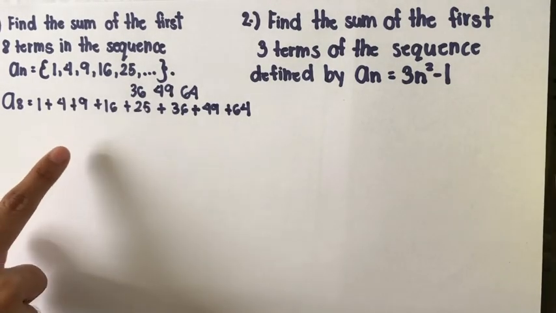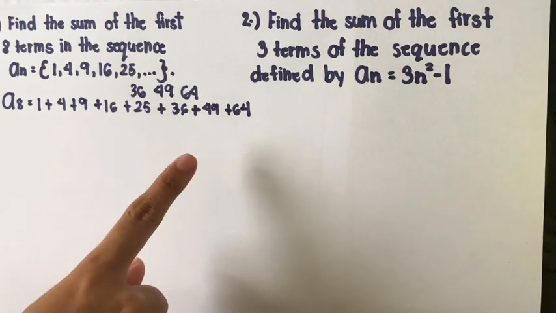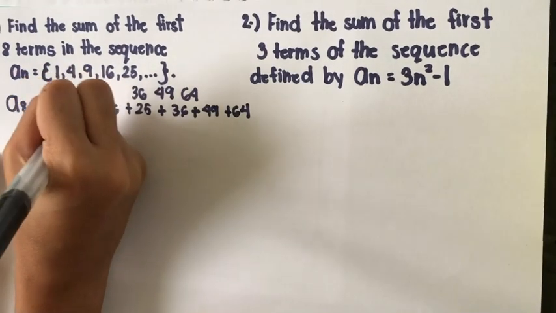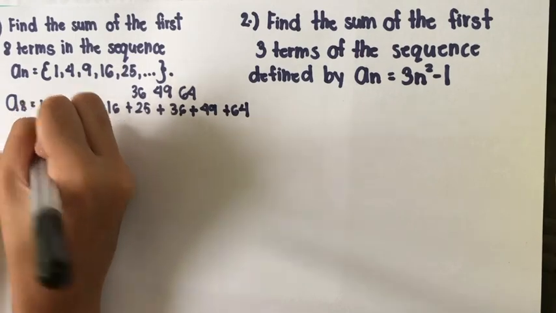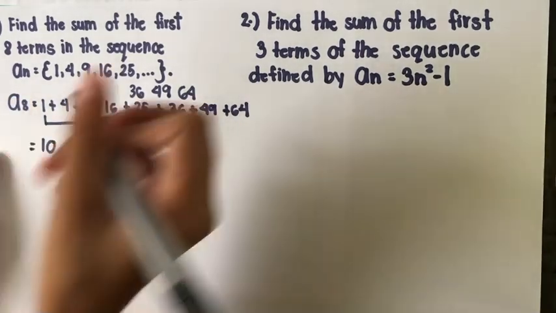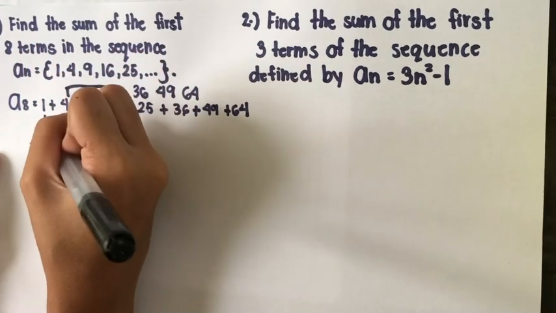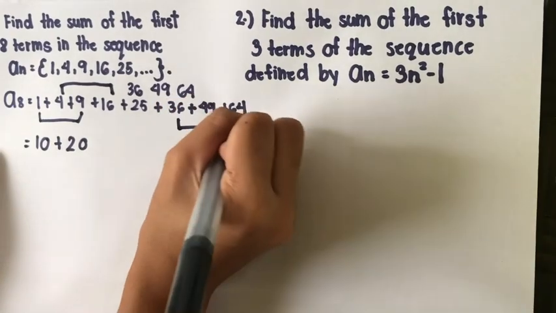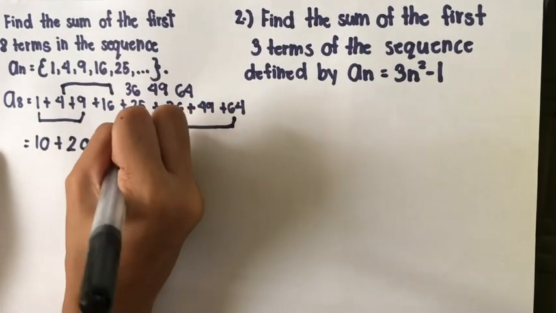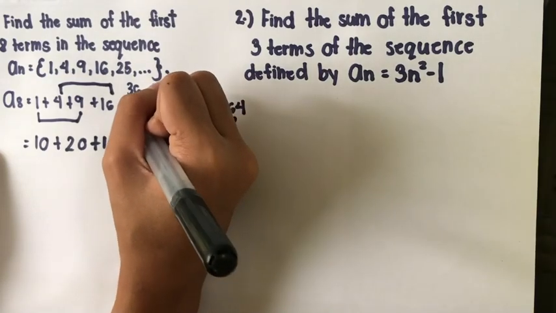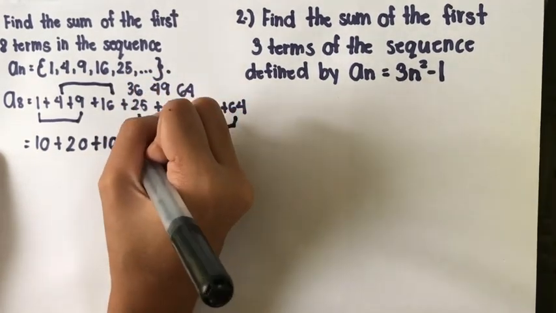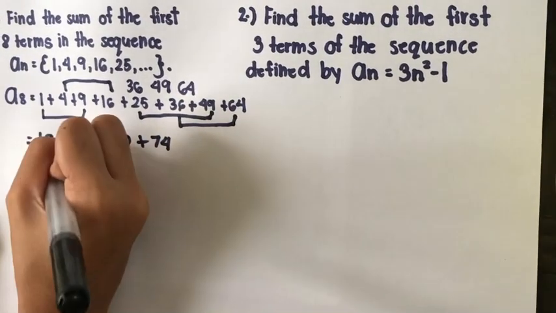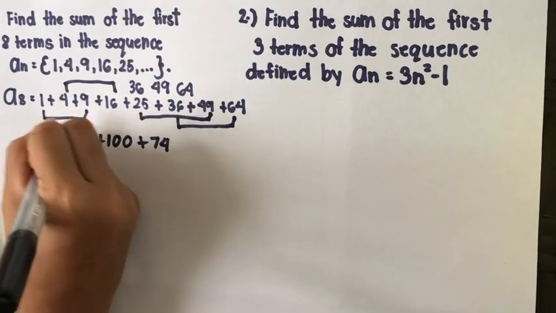So 1 plus 4 plus 9 plus 16 plus 25 plus 36 plus 49 plus 64. Now let us add. 1 plus 9, that will be 10. 4 plus 16, that will be 20. 36 plus 64, that will be 100. And 25 plus 49, that will be 74. To sum it all up, it will be 204. That is our final answer.